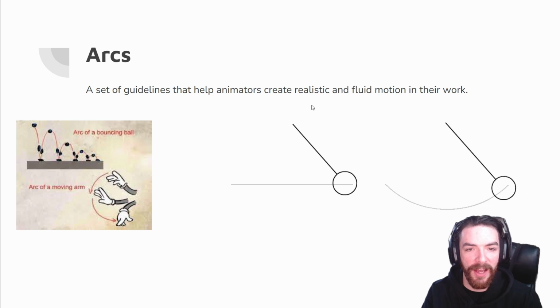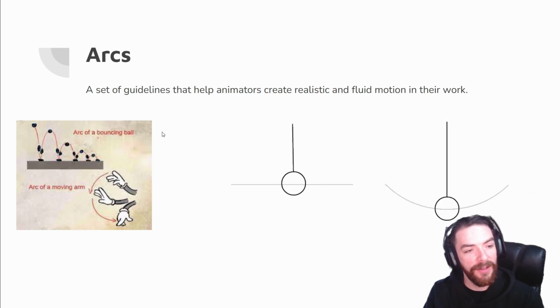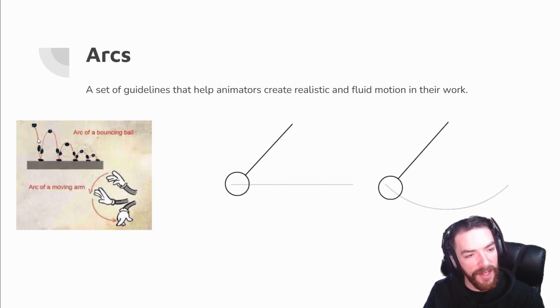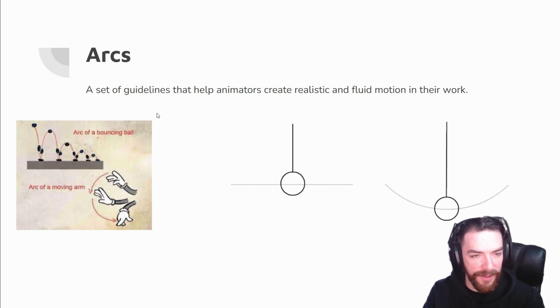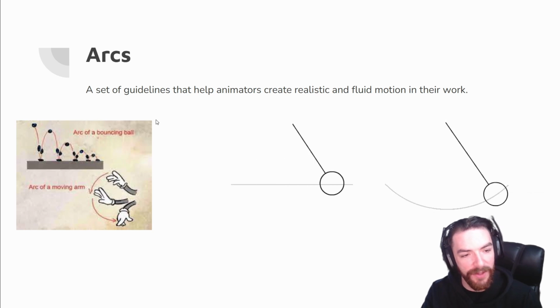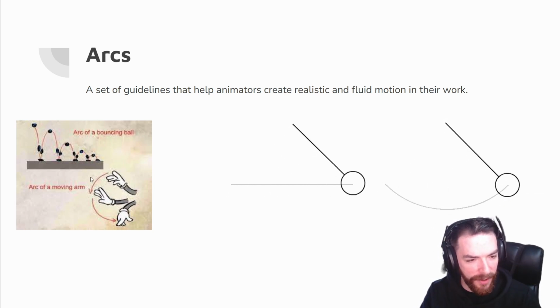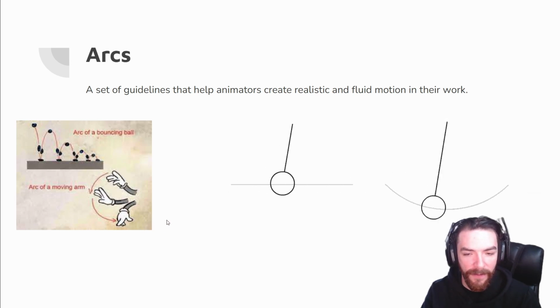Arcs, a set of guidelines that helps animators create realistic and fluid motion through their work. So starting out on the left, we have a ball bouncing, and you can see the way each one is animated. These are the keyframes right here, and each one is animated on one of these arcs. So like it said in the definition, it's just a set of guidelines that helps you direct where you're going. And we can see this on the Bugs Bunny Mickey Mouse hand, that it's animated on arcs, and it follows this arc.